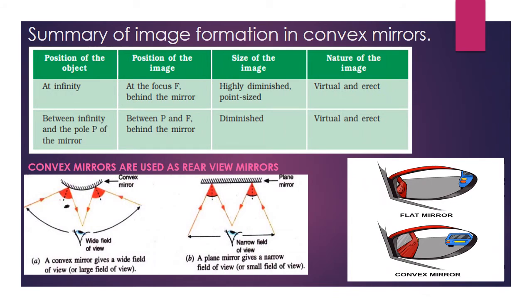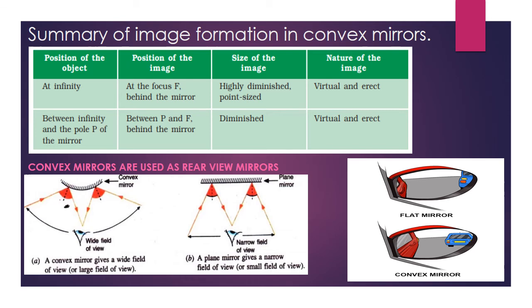So let us understand. In a convex mirror, when the object is kept at infinity, where is the image formed? The image is formed at the focus, that is behind the mirror. Size of the image is highly diminished or point sized. The nature of the image is virtual and erect. When the object is kept between infinity and pole of the mirror, the image is formed behind the mirror, between pole and focus. The image is diminished, that is smaller in size, and the image is virtual and erect.